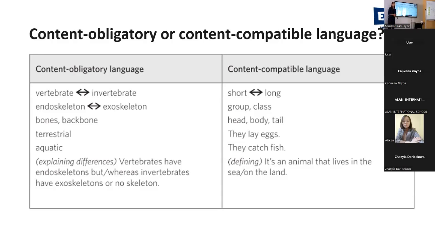Now, what I want you to do is to open the copybook, activity book, or students' book, which you have on your tables. Open any page, any tasks and activities, and find these content obligatory and content compatible words, just to differentiate. Have a look at these words. If you find any, then share with your group mates. We can show here.